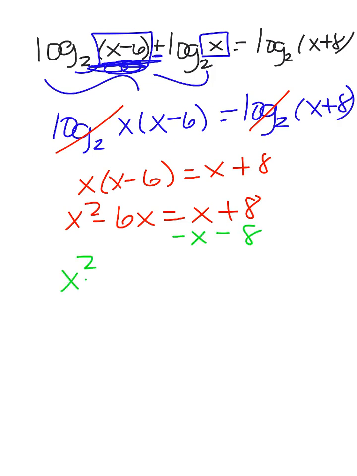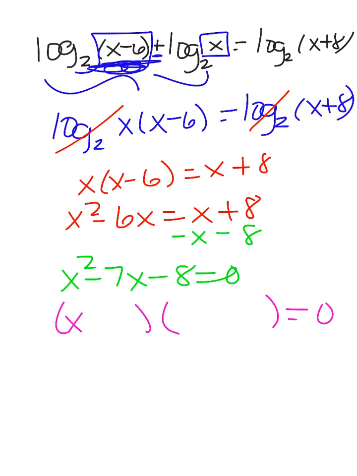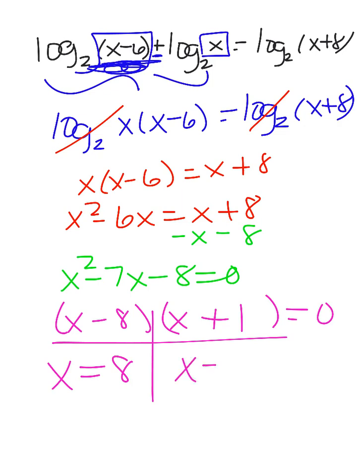So I get x squared minus 7x minus 8 equals 0. And then we need to factor. So I get x minus 8 and x plus 1. T-chart, we get x is equal to 8, x is equal to negative 1. You have to check. And x equals negative 1 does not work. Only x equals 8. All right, so let's take a look at 5C.